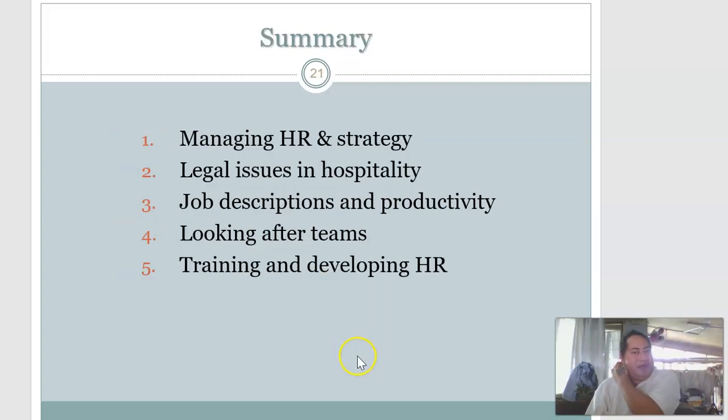So in summary, we talked about managing human resource strategy. We talked about legal issues in hospitality. We looked at job description, job specification, and productivity. Looking after teams and the role that HR plays. Training and development with HR, and that's ongoing. Most of you sitting here will probably have your eye on working in this area. And remember, it's a support center. It's back of house in the hotel industry. So if you're someone that's very good in dealing with people, a very good counselor, this is the area. And you know that you could specialize in HR, and some of you are actually majoring in HR whilst doing tourism.